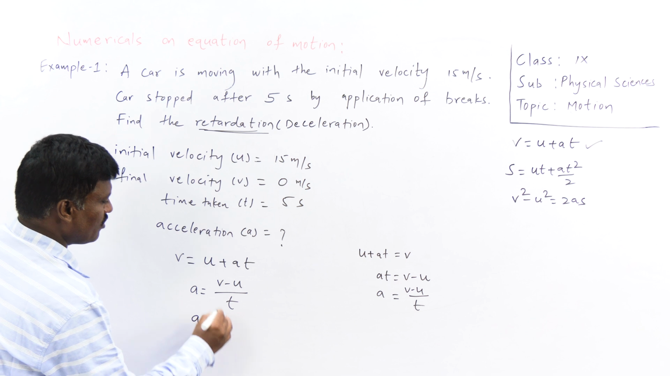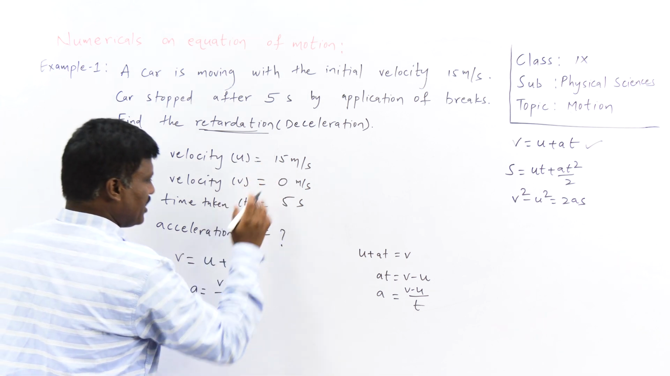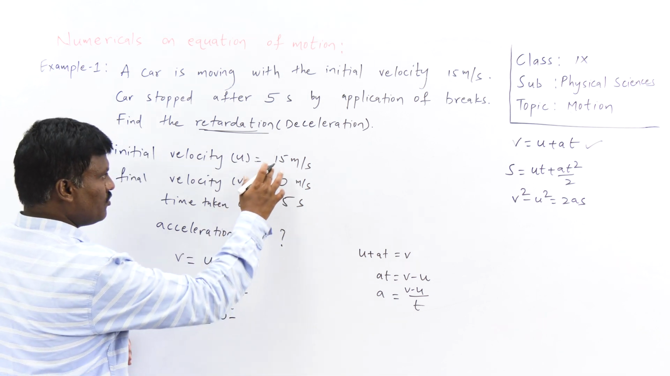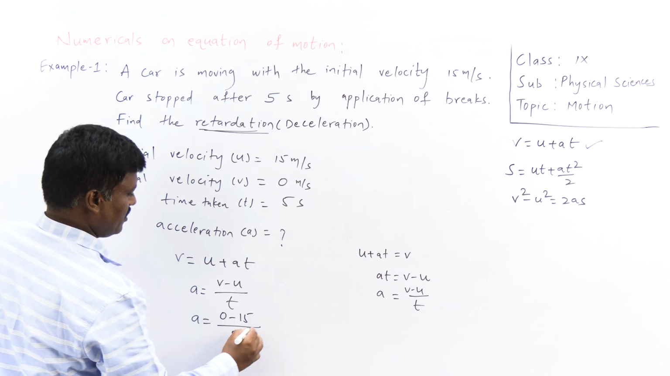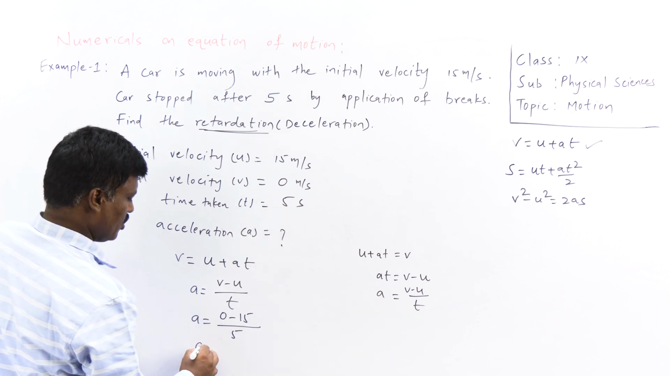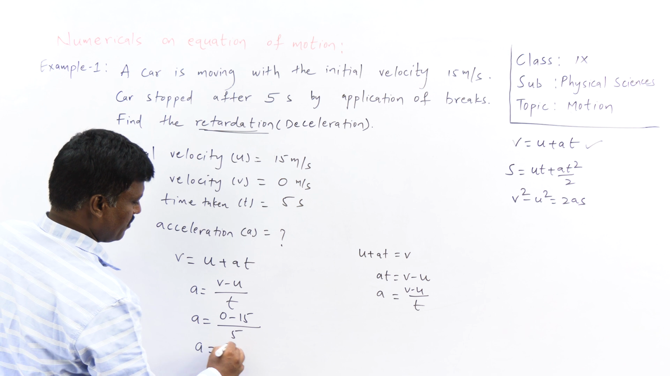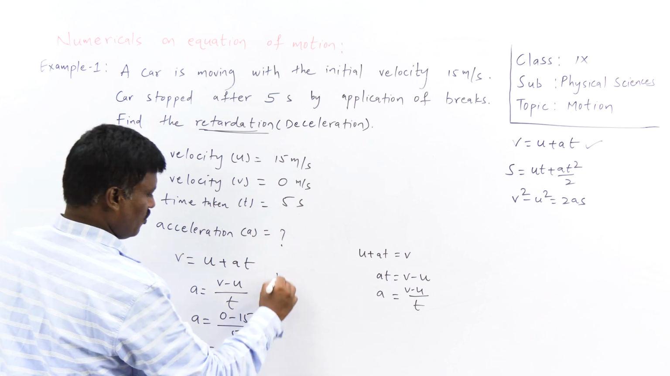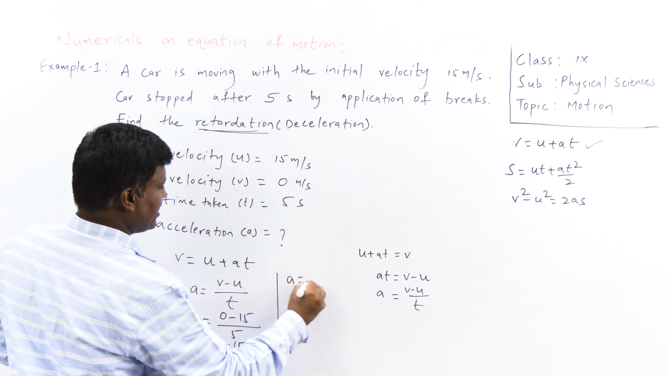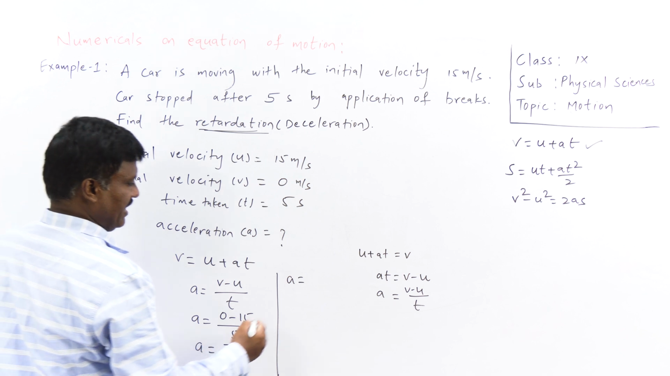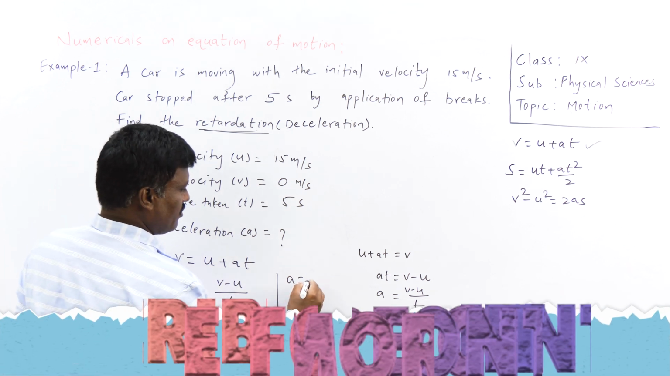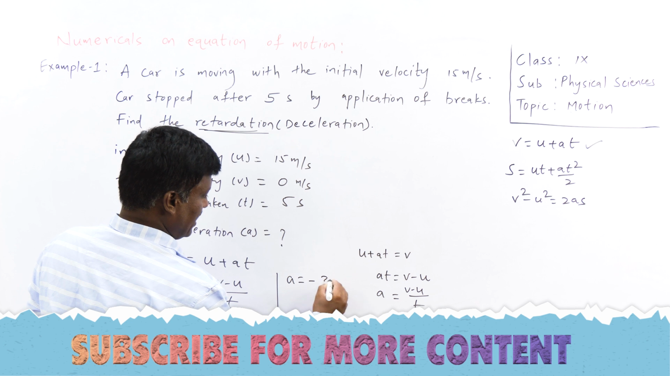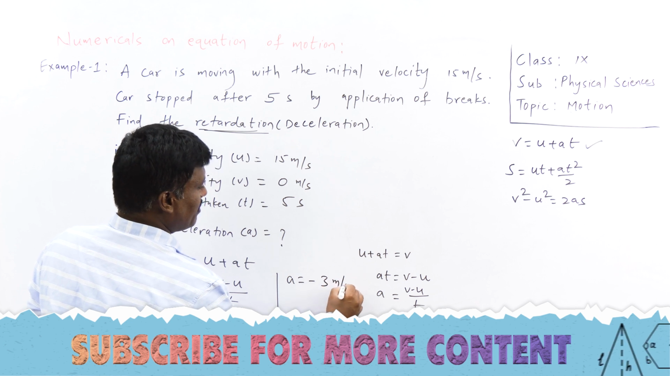Now a is equal to, what is the v value? The v value is 0 minus, what is the u value? The u value is 15, by t value. The t value is 5 seconds. So 0 minus 15, how much? Minus 15 by 5. Now a is equal to, 5 3s are 15, but plus minus divided by plus is equal to minus. So minus 3 meter per second square.